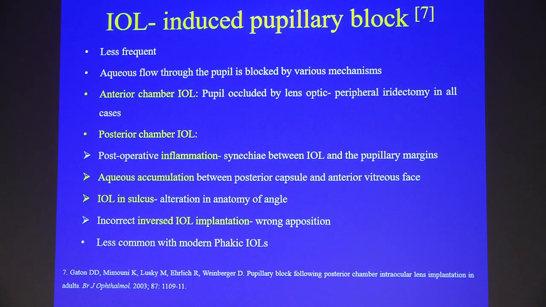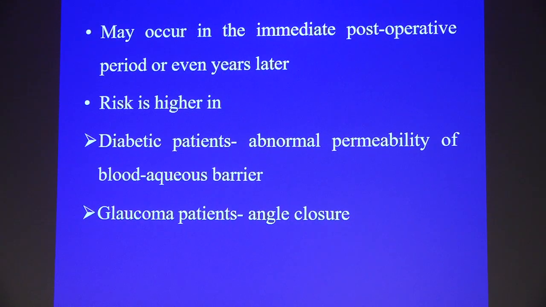Then posterior chamber IOL: post-operative inflammation, aqueous accumulation between posterior capsule and anterior vitreous face, IOL in the sulcus, which actually alters the anatomy there, and incorrect inverted IOL implantation. That is, of course, a wrong position and less common with modern phakic IOLs. So it may occur in the immediate post-operative period or even years later.